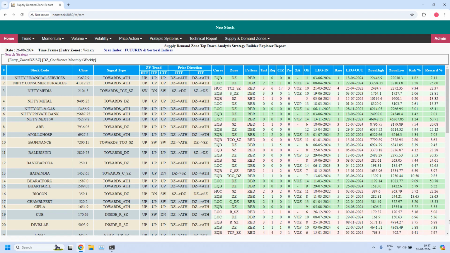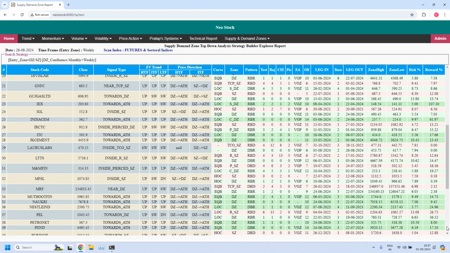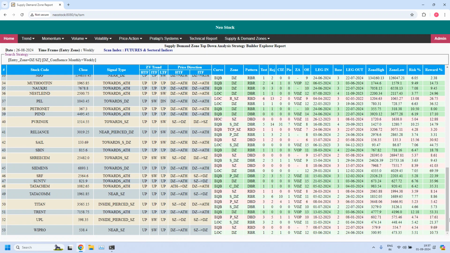So we got a big list. This is demand zone confluence. All these demand zones are having weekly zones that are part of the monthly zone. Let me scroll the list down. So a total of 53 stocks are filtered. In all these 53 stocks, these weekly demand zones are part of the monthly demand zone. Let's further reduce. We will see even HTF zone confluence.